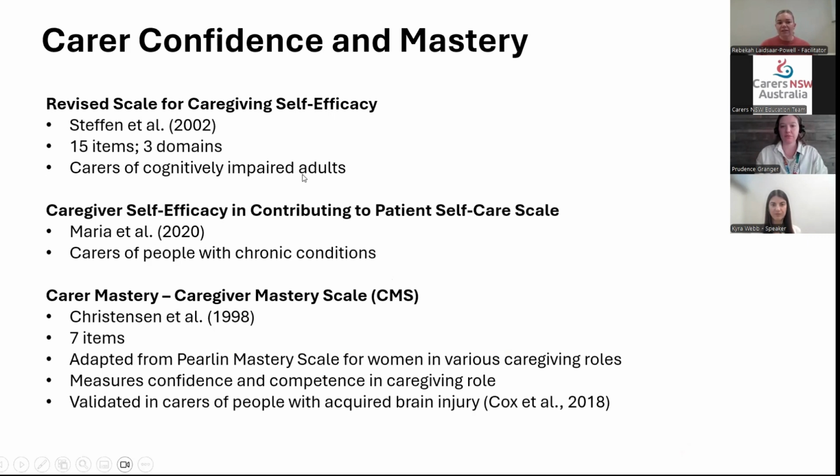We also know that carers' sense of confidence and mastery can be a really important mediator of outcomes. So there are these measures of self-efficacy, the revised scale for caregiving self-efficacy, and the carer self-efficacy in contributing to a patient self-care scale, as well as a related concept of mastery, which is really looking at a carer's confidence and self-perceptions of competence in their caregiving role.